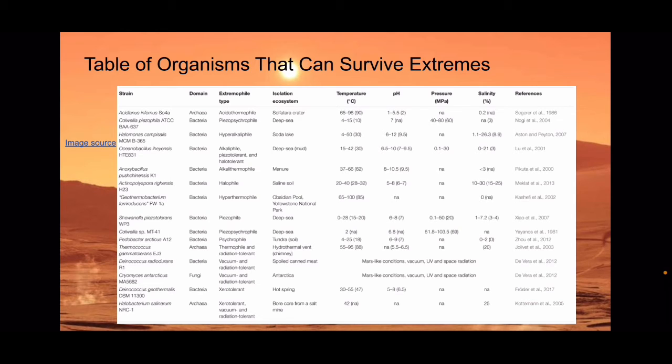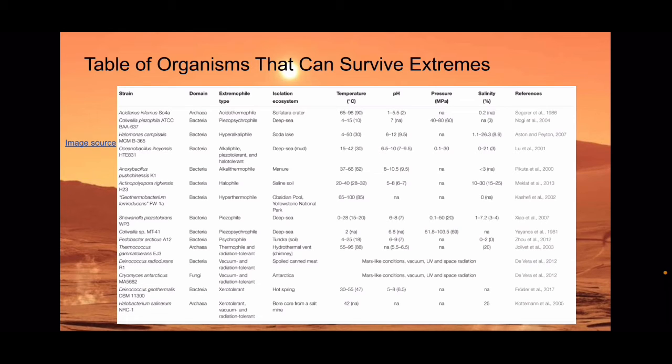This table right here shows multiple extremophile bacteria, fungi, and archaea, divided into extremophile type, the ecosystem they live in, the temperatures that they can survive, the acidity, pressure, and salinity. So we're going to go ahead and look at the two towards the bottom, which, as you can see, says Mars-like conditions, vacuum, UV, and space radiation.